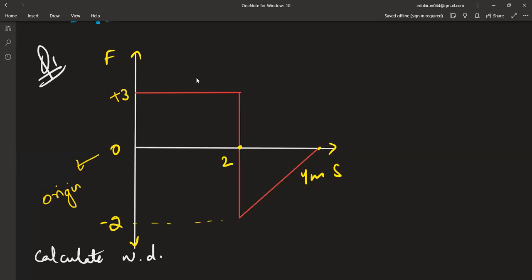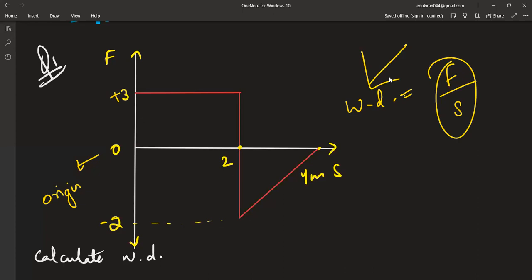So force into displacement. Whenever we have multiplication, we'll take the area. Had the formula of work done been force divided by displacement, where two quantities are divided, then you would take the slope. You must have calculated tan theta. Here slope will be 0, here slope will be something like half. But it is getting multiplied, so we are taking the entire area.